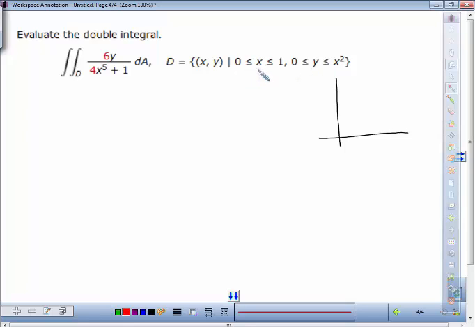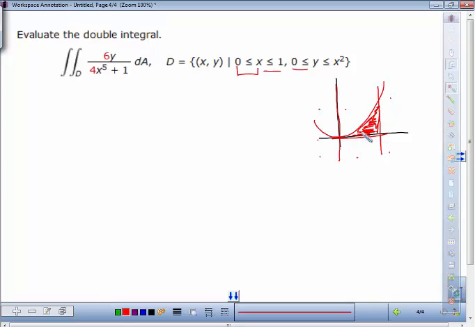All right, let me just look at it this way. X is equal to 0. X is equal to 1. Y is equal to 0. Y is equal to x squared. Do you see where the region is? There's like 1, 2, 3, 4, 5, 6 different possibilities. Well, everything except for the one that's really the answer.